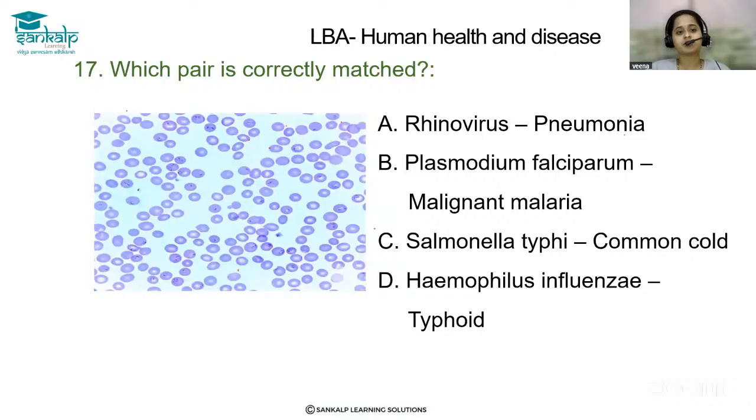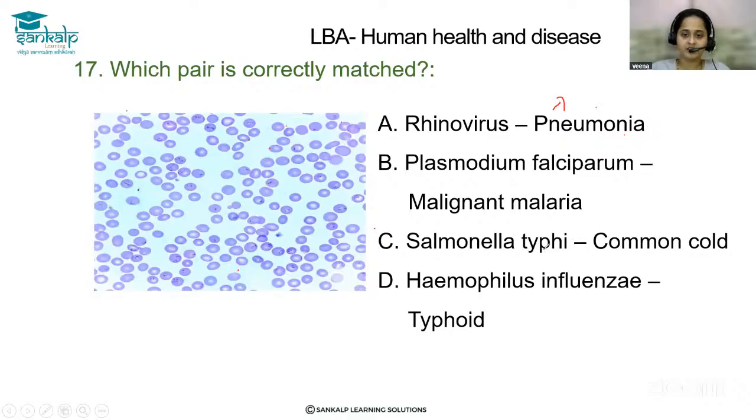Let's solve question 70. Which pair is correctly matched? There are four options, and we need to choose the correct matching pair. The first one, observe: rhinovirus, pneumonia. Is pneumonia caused by the rhinovirus? Not correct. Streptococcus pneumoniae is the reason for causing pneumonia.